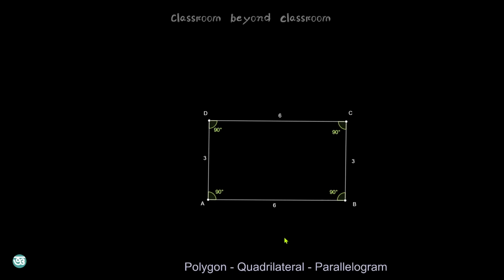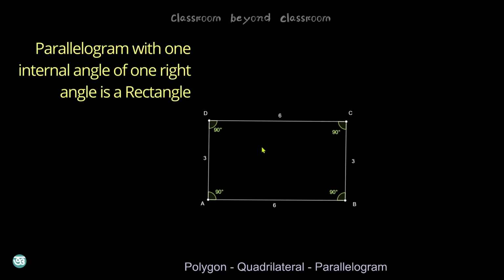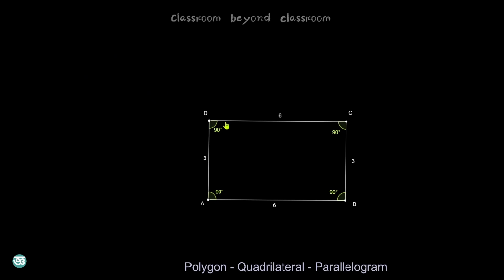This is still a parallelogram. An additional thing that you may have noticed is that its angles are 90 degrees. So this type of parallelogram with internal angles of 90 degrees is called a rectangle. So we get a rectangle from this parallelogram or from the quadrilateral. All the properties of a parallelogram will be there, but the additional property is the angles.